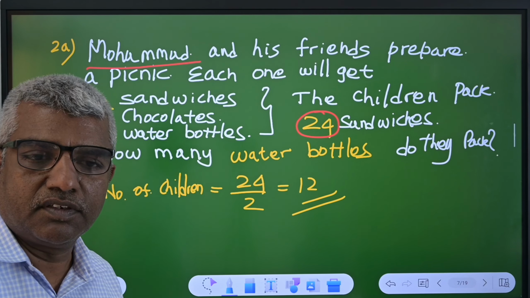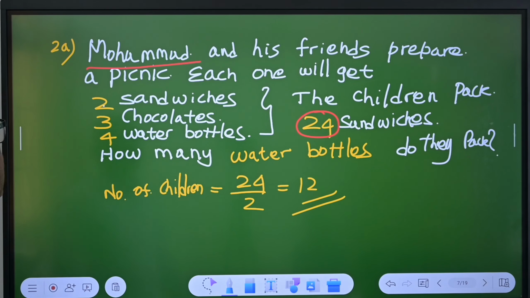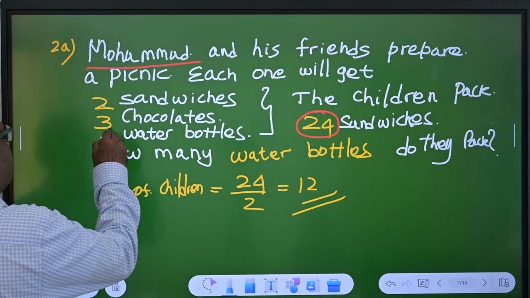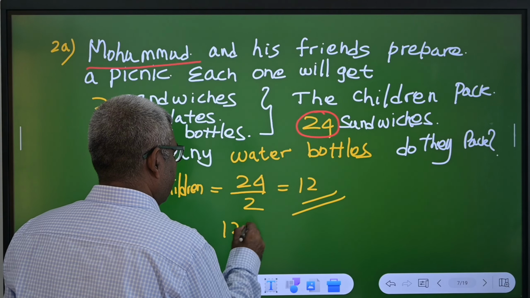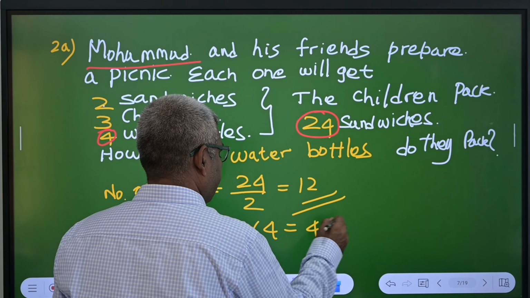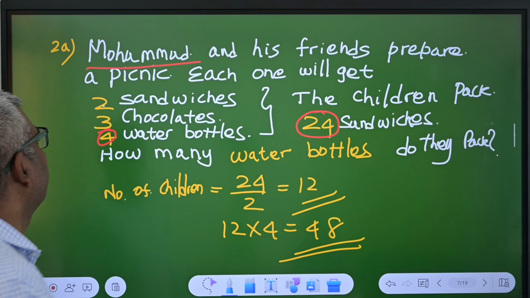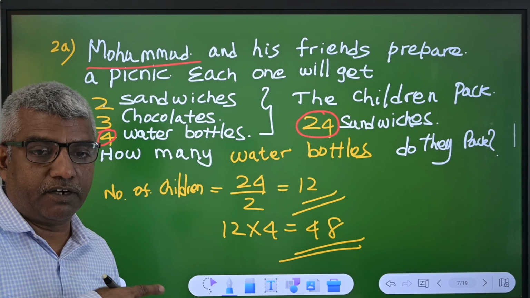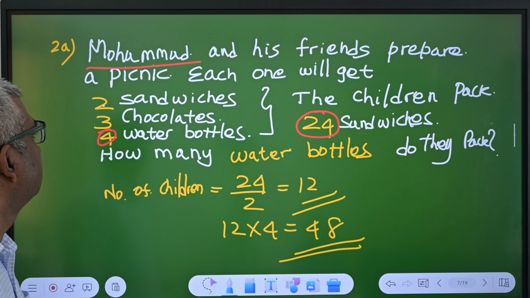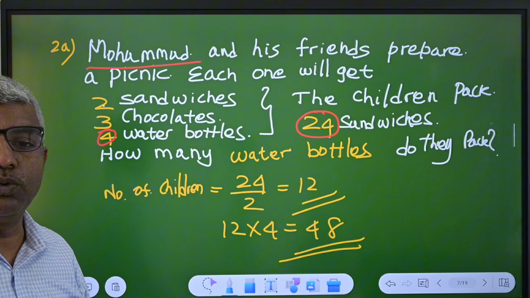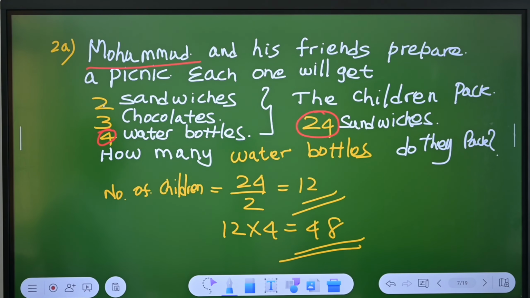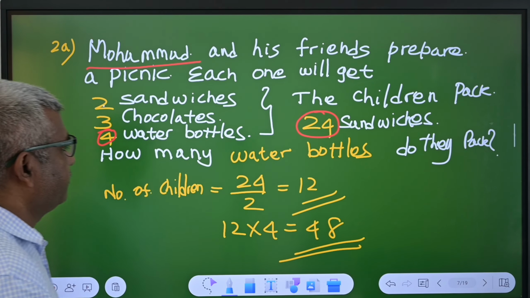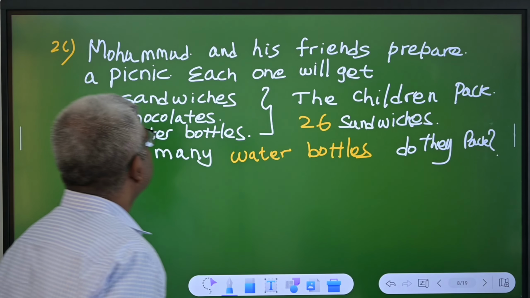Agree? So one child needed 4 water bottles. So how many water bottles they need? 12 times 4, 48. You be prepared, you are going to do 2 questions, okay? 2D and 2E you are going to do. Okay, right. Clear? Students, copy down. Next.